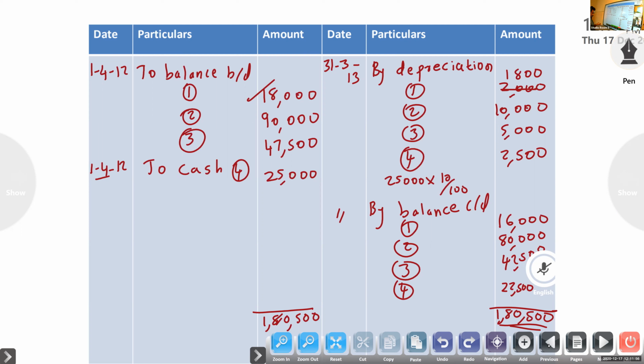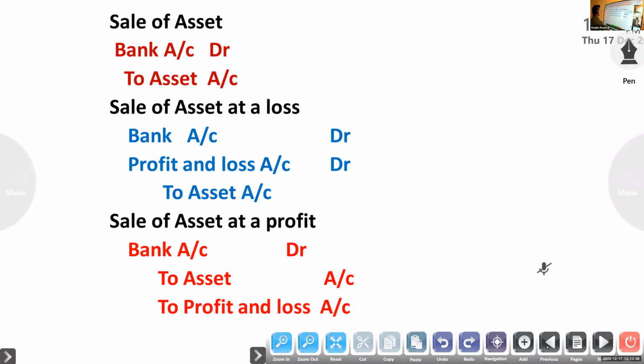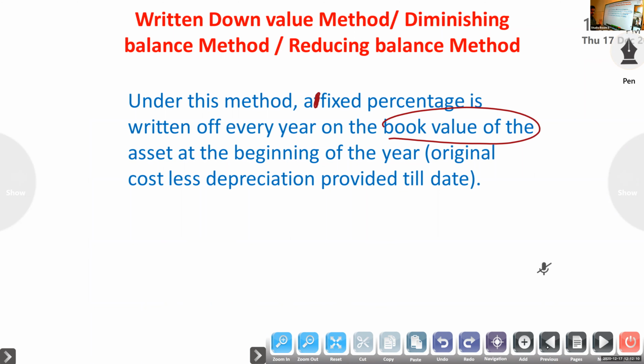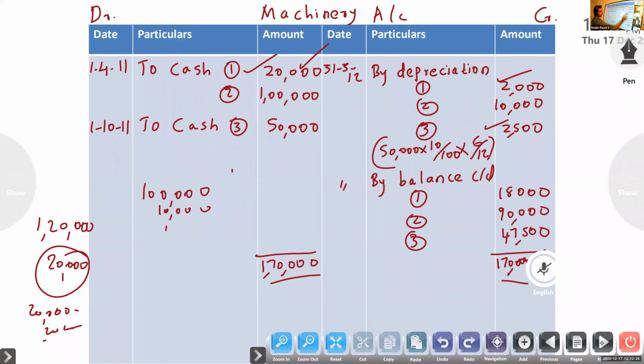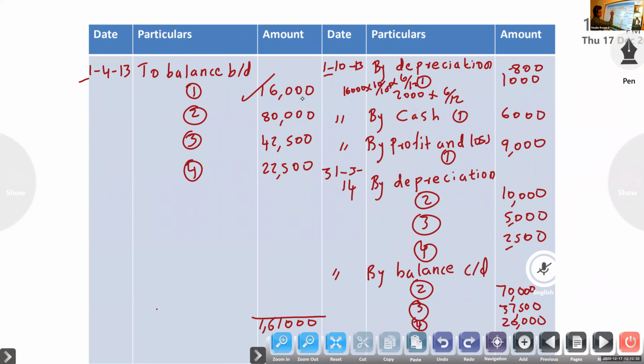Sometimes a simple question will come related to the diminishing balance method, the written down value method, and its difference from the fixed installment method. Here we calculate depreciation on the basis of book value. Book value means original cost less depreciation provided till date. In the first case, 20,000 minus 2,000 is 18,000. Then next year 18,000 minus 1,800. So it will change. I will give an example.